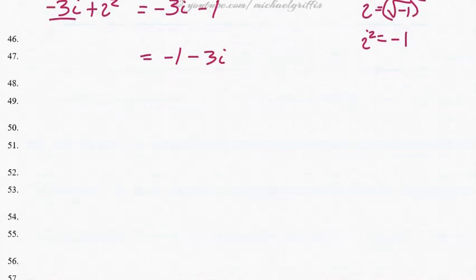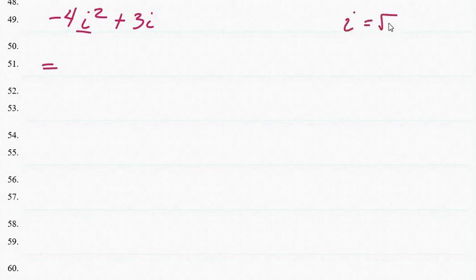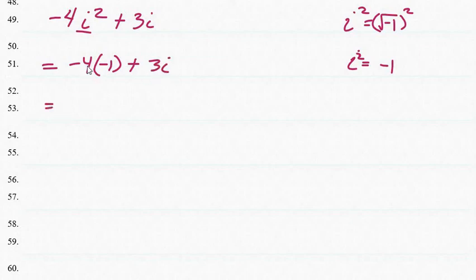Let's look at another one. We are moving right along. How about this one? Negative 4i squared plus 3i. What did this i squared represent? Remember? This is what we need to remember. i squared is equal to negative 1. So we have negative 4 times negative 1 plus 3i. A negative times a negative is positive, so 4 plus 3i. Written in standard form.